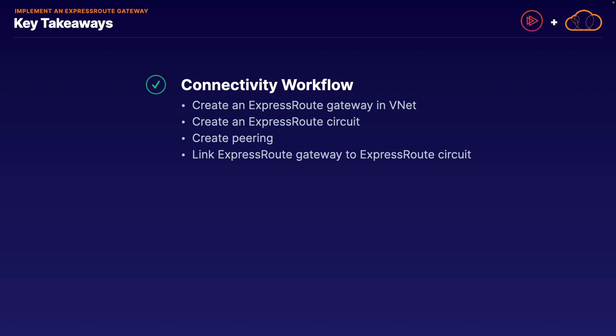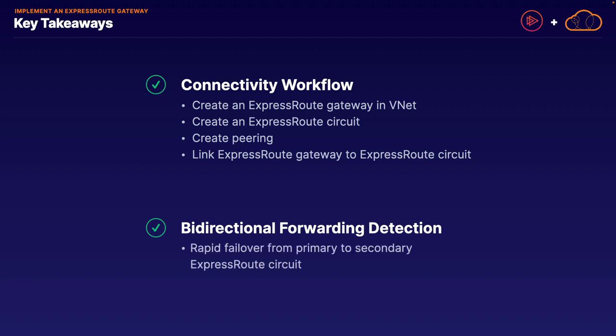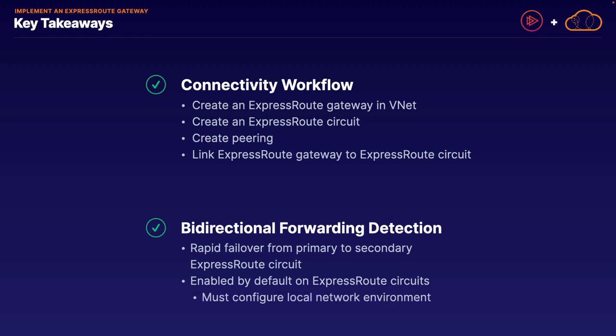We also very briefly talked about a concept known as bidirectional forwarding detection, which is a feature turned on by default, which enables rapid failover from a primary to a secondary ExpressRoute circuit. Like we said, it's turned on by default, so there really isn't anything to configure on the ExpressRoute side. However, you may need to configure your local network environment to take advantage of that feature as well.